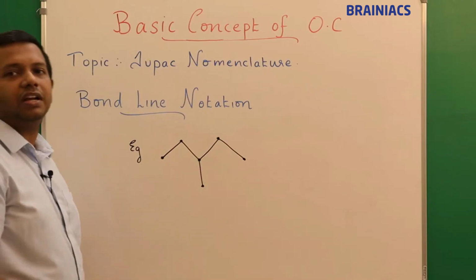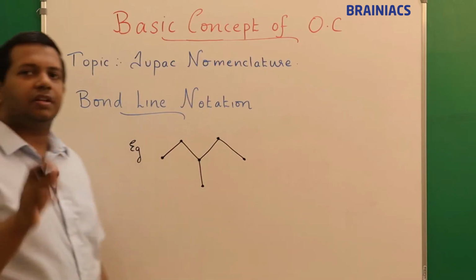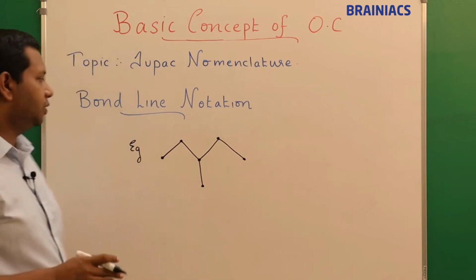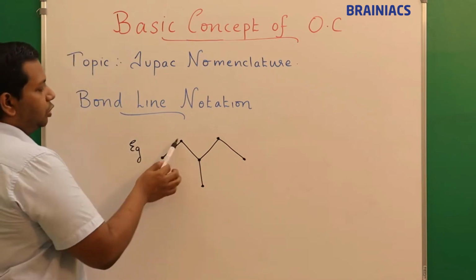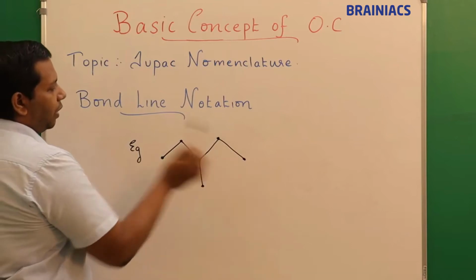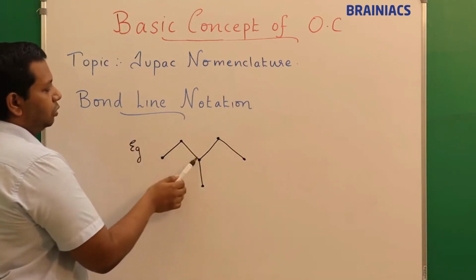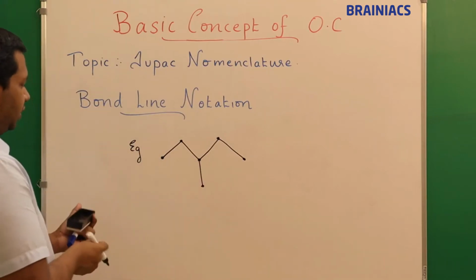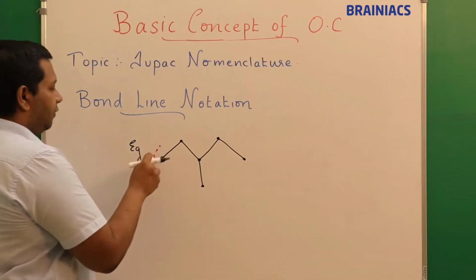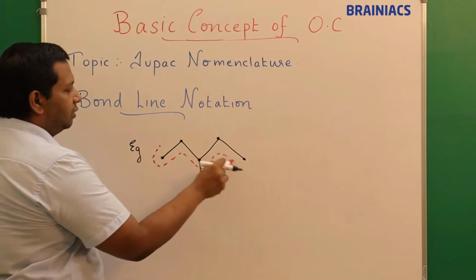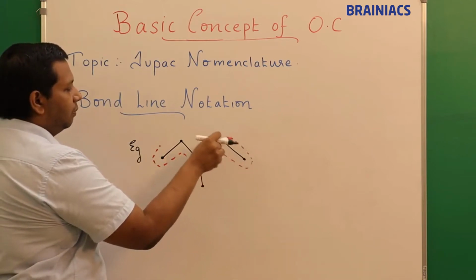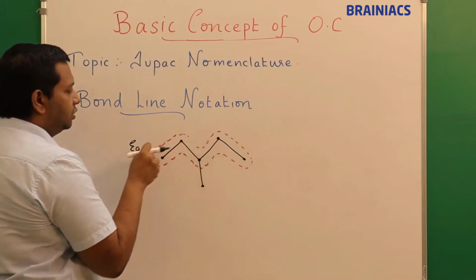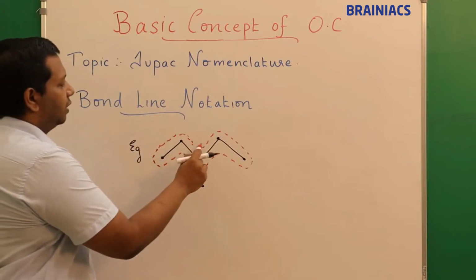Then we know that the parent carbon chain should be the longest continuous possible carbon chain. So I will count 1, 2, 3, 4, 5. One possibility. 1, 2, 3, 4. 1, 2, 3, 4. So which should be my parent carbon chain then? So I have identified my parent carbon chain. So this is my parent carbon chain.